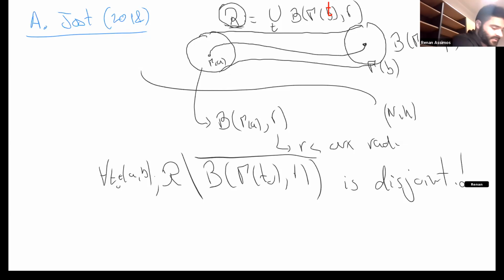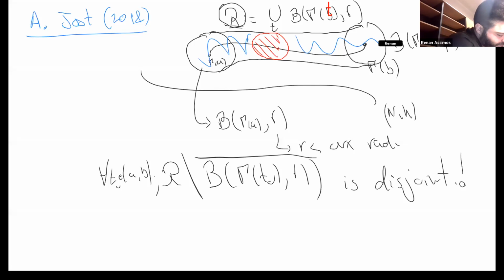I wrote this precisely on the slides, but what I'm saying is that if you pick any t0 which is bigger than a and smaller than b, and you remove this ball, you divide your set into two parts. So it's going to be a disjoint set: this and this.